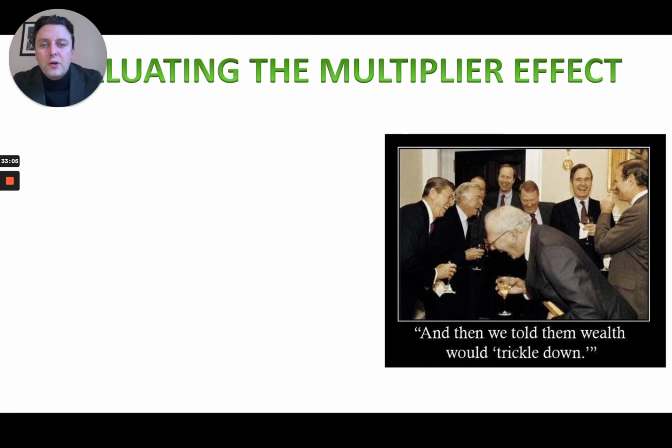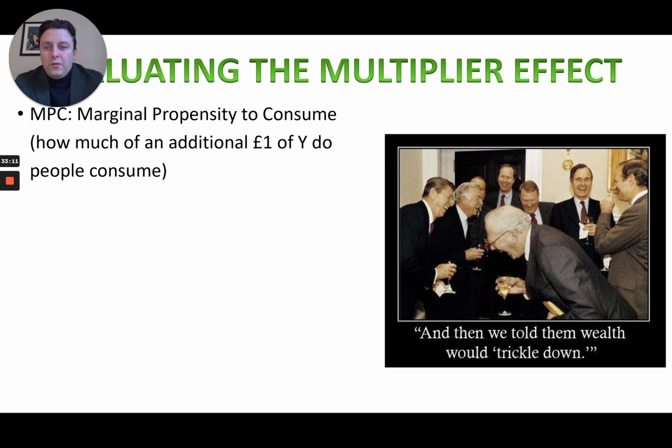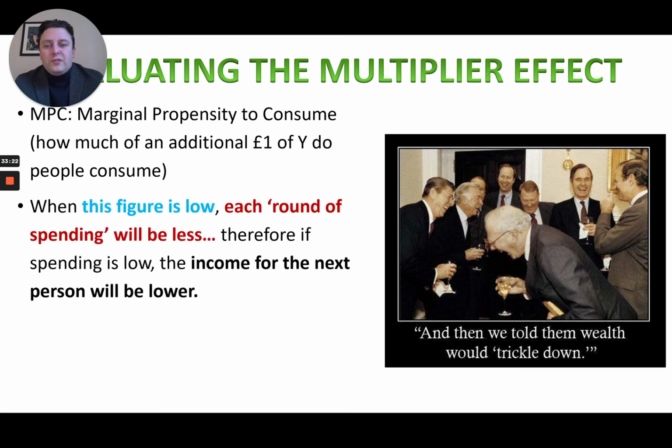Okay, so moving on, we can evaluate this multiplier effect. So the marginal propensity to consume, that's MPC. That's how much, as we've talked about, of an additional pound you consume. When the figure is low, if you've got a very low marginal propensity to consume, then each round of spending will be less. Therefore, when spending is low, the income for the next person will be lower.